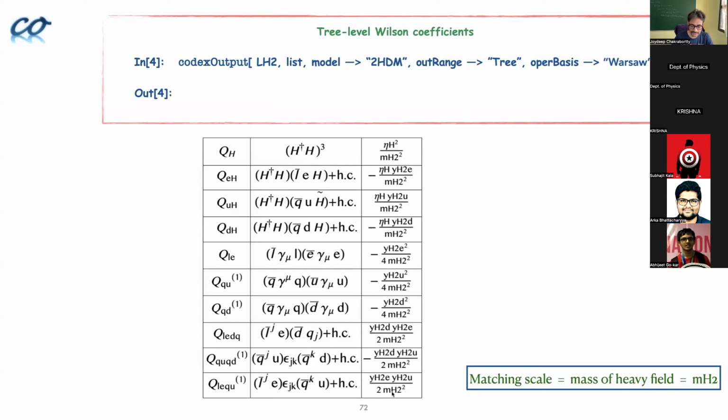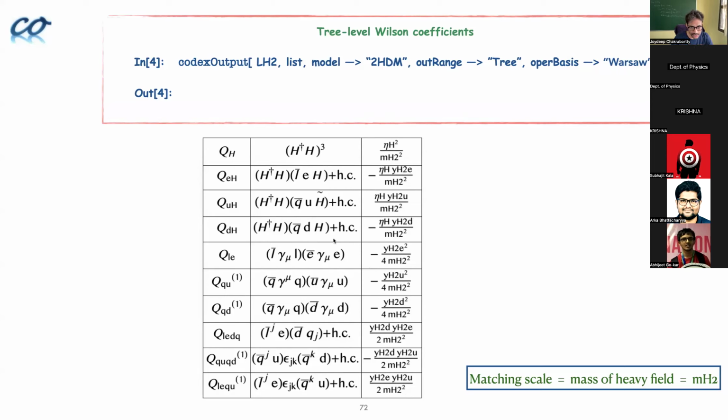Now you can see these are the fields, these are the operators, and you get the output in a form that is very easy to understand: which operator and which Wilson coefficient. So you generate these operators at the tree level. The phi to the power 6, or (H dagger H) cubed, operator will be generated at tree level, accompanied by this Wilson coefficient. And you can see there is no pi involved.